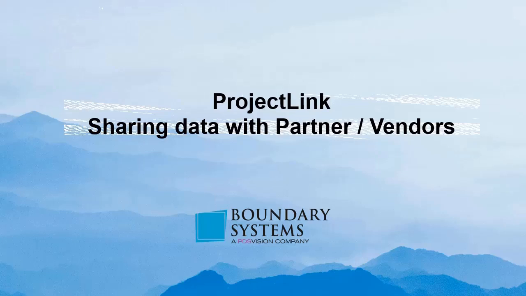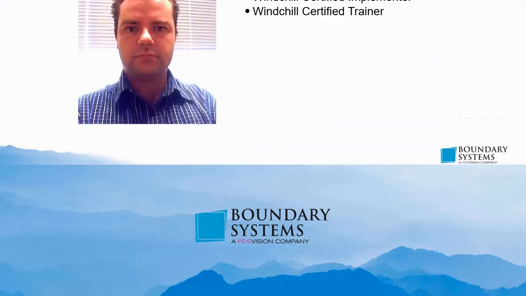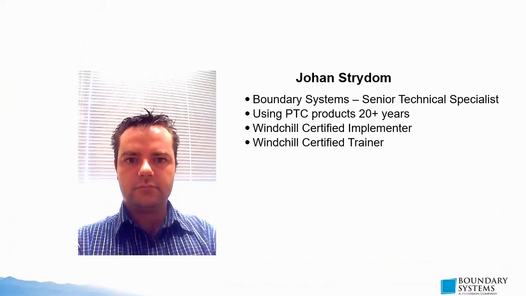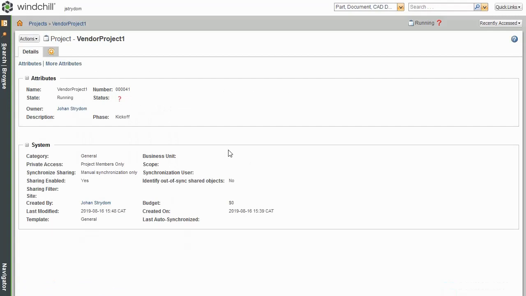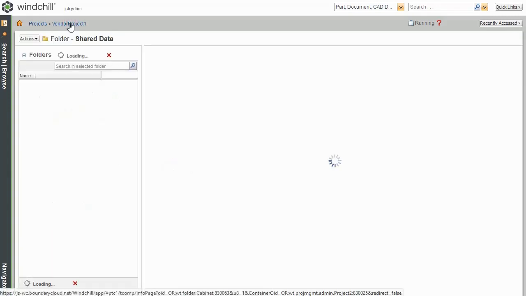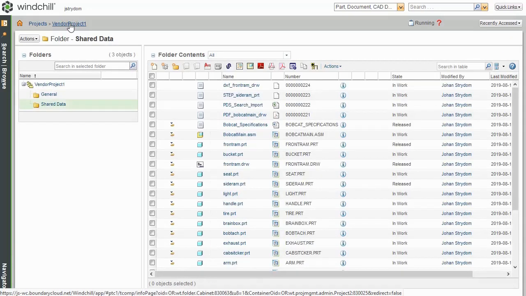The topic for today is using Project Link to share data with partners and vendors. My name is Johan Strydom and I'm a Senior Technical Specialist here at Boundary Systems. What we are going to look at today is adding vendors to a project team, notification of vendors when data changes, using subscriptions, as well as accessing various data formats. We are currently logged in as the project manager in a project called Vendor Project.